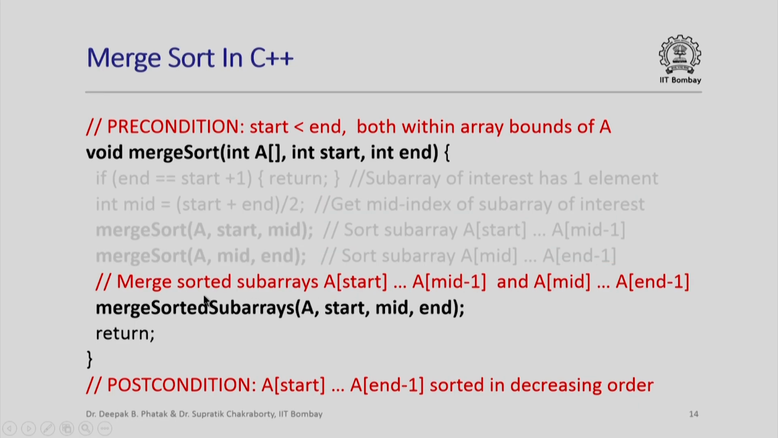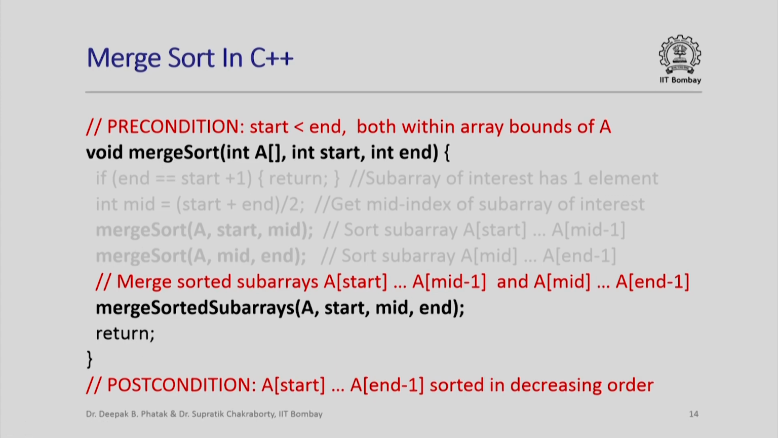After that, I simply need to merge these two sorted subarrays to get the entire sorted array A. That is accomplished by calling this function merge sorted subarrays, which takes the array A, and the two sorted subarrays in there, from A start through A mid minus 1 and A mid through A end minus 1. And finally, since merge sort does not return any value, I simply return from here.